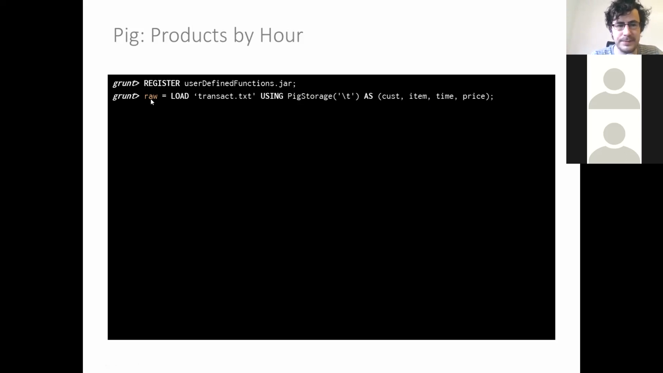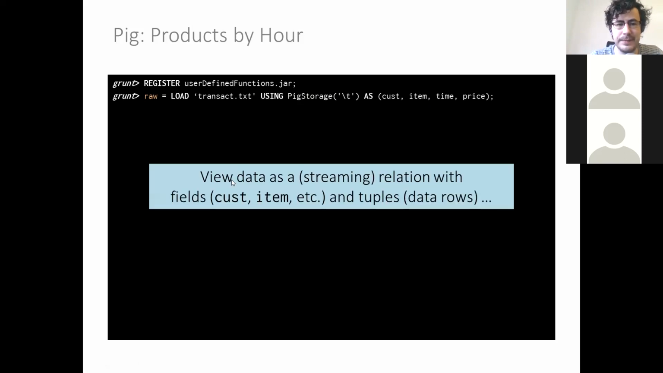We'll call the raw data the relation raw. This will open what we would call a streaming relation. That relation isn't loaded into memory or anything, but we're going to be able to read this relation tuple by tuple, row by row.